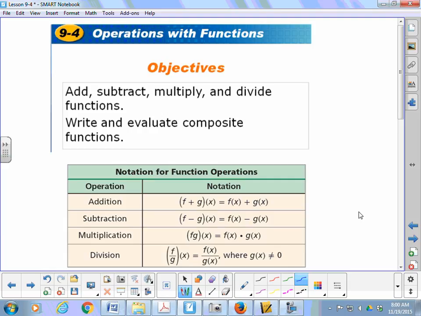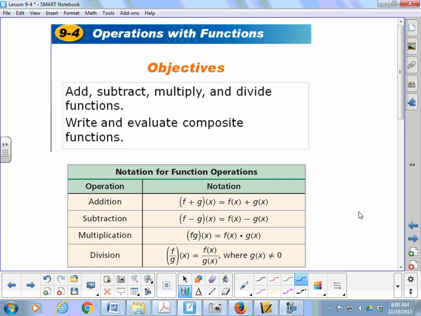And so then we're going to do 9.5, which is some more work with inverses. And then we'll take a quiz over those 3 lessons on Monday, and then on Tuesday we're going to do 9.6, which is just some work with our calculator.